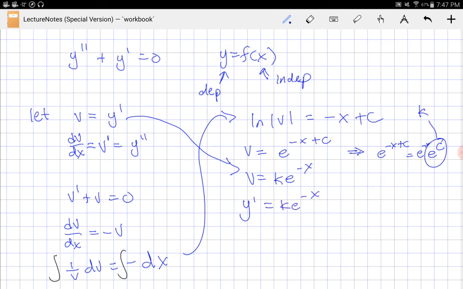So when we integrate both sides, we get y equals negative k e to the negative x plus c1, not to be confused with the original c. And so we have two arbitrary constants, which makes sense because we have a second order differential equation, and so we produce two constants that would require two boundary conditions to solve.